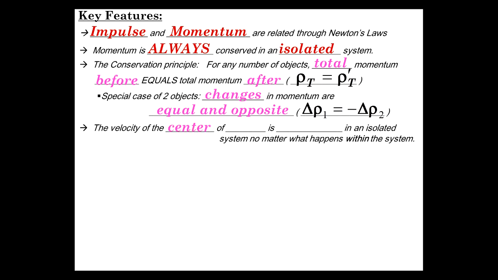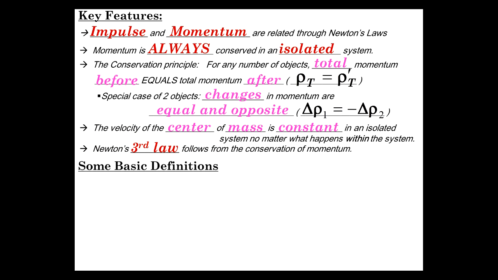Then the velocity of the center of mass of a system of particles interacting is constant in an isolated system, no matter what happens. So you can, for instance, have some kind of bomb that's flying through the air, and it explodes, and the velocity of the center of mass of all those various pieces is constant. And then Newton's third law follows from the conservation of momentum as well. Action-reaction. Force and time, particularly.